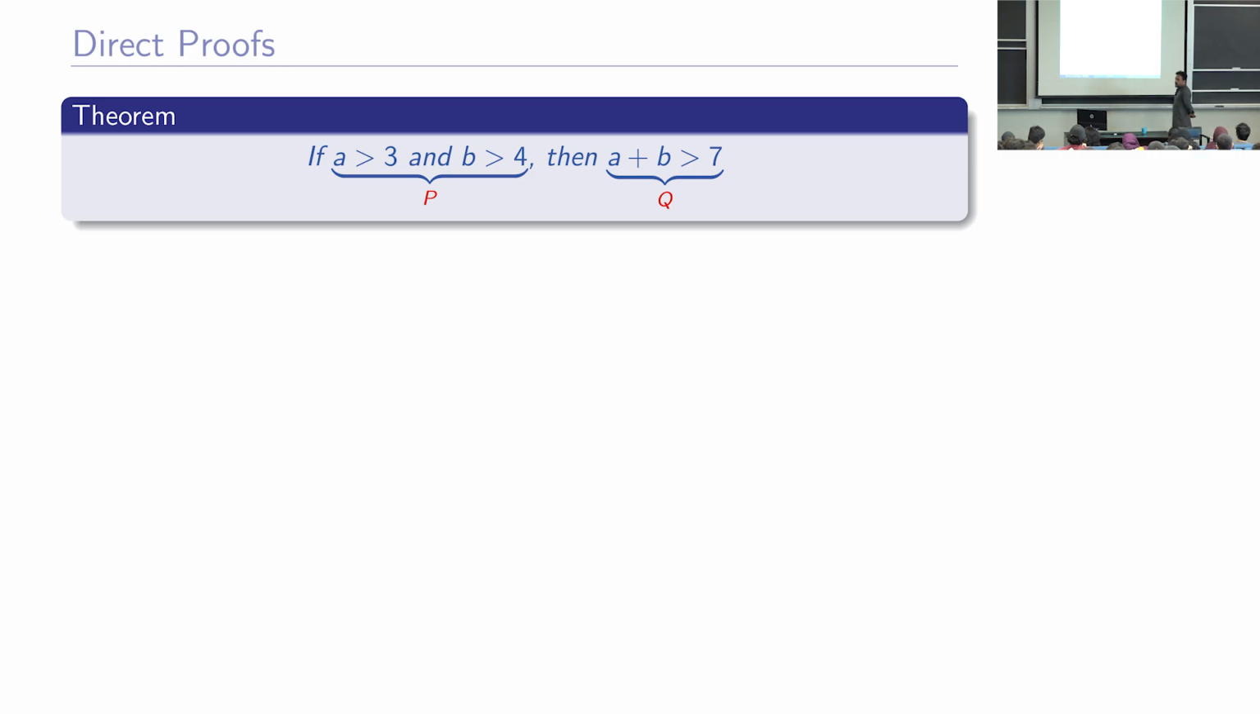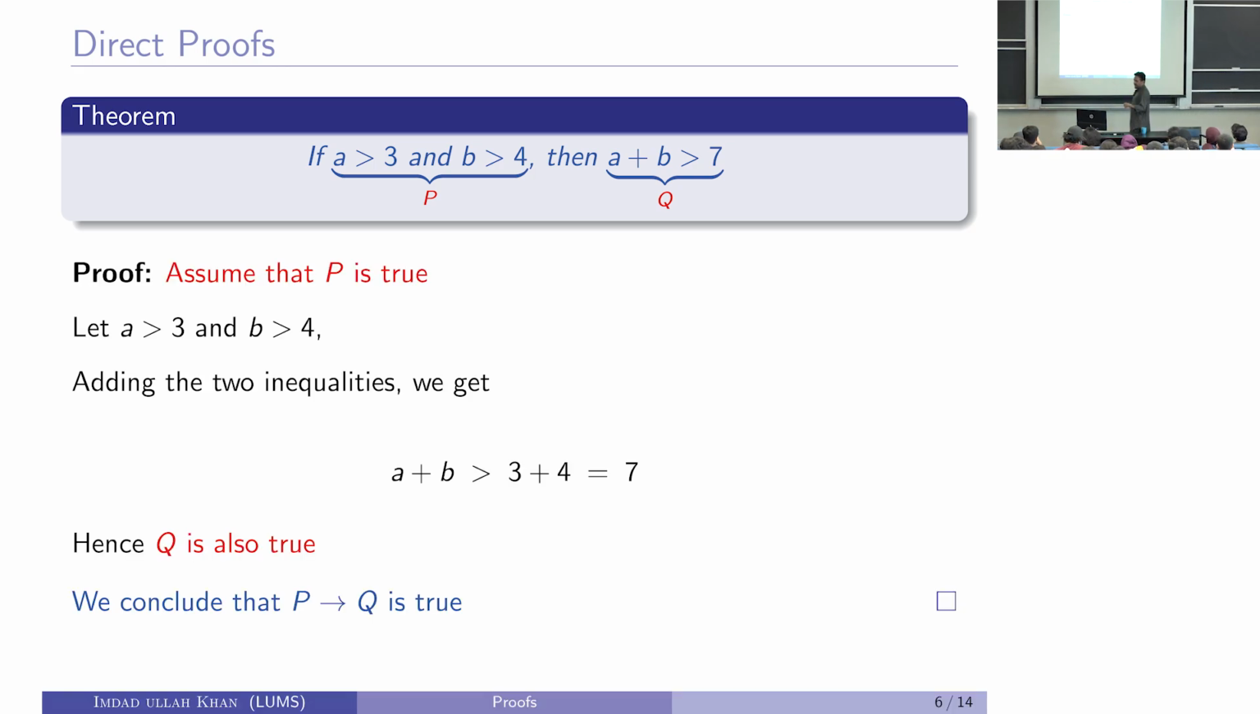So, how would you prove that? We know what p is, what q is, and we are applying the direct proof method. So, we will assume p is true. Suppose a is some number, and the only property of a I am going to use is that it is bigger than 3, because I assume p is true, right? And simultaneously b is also bigger than 4, because p is a greater than 3 and b bigger than 4, both of them must be true.